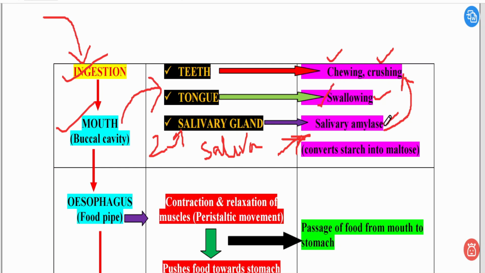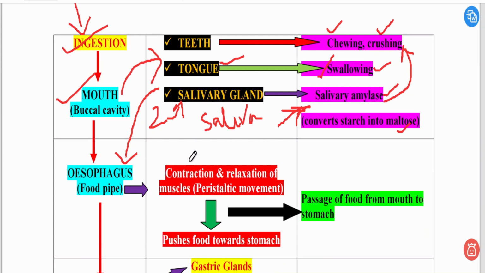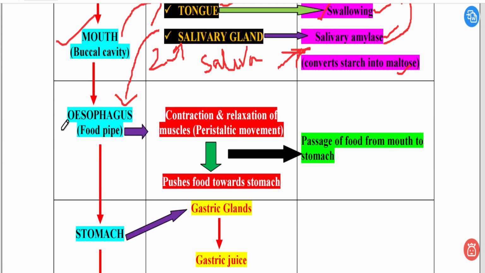Swallowing process will take place, and it will be carried out with the help of the tongue, and this tongue will help in swallowing of those food particles, and then those food particles will reach the food pipe, that is also called the esophagus. Here in the esophagus, what happens? Contraction and relaxation of muscles, that is also called peristaltic movement.